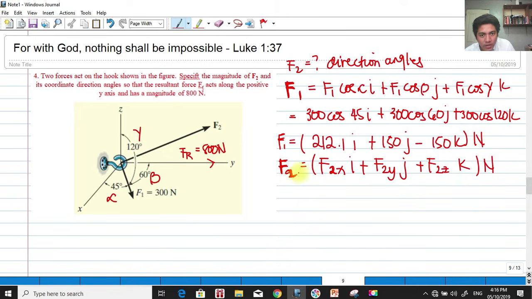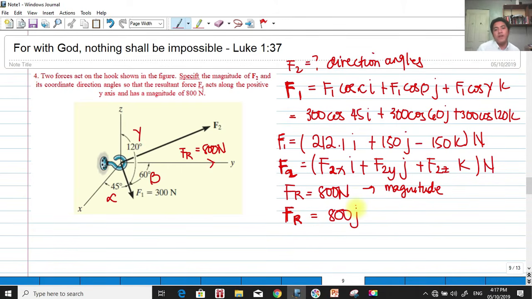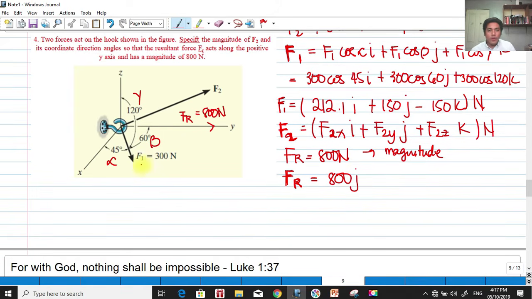But the resultant, we know. The resultant says 800 newtons. This is the magnitude. If we write Fr with magnitude and direction, it says along the positive y-axis, so the vector Fr is 800j. Now we want to get F2, so we have the following relationship: Fr is equal to F1 plus F2, simply because we are in the Cartesian vector form.